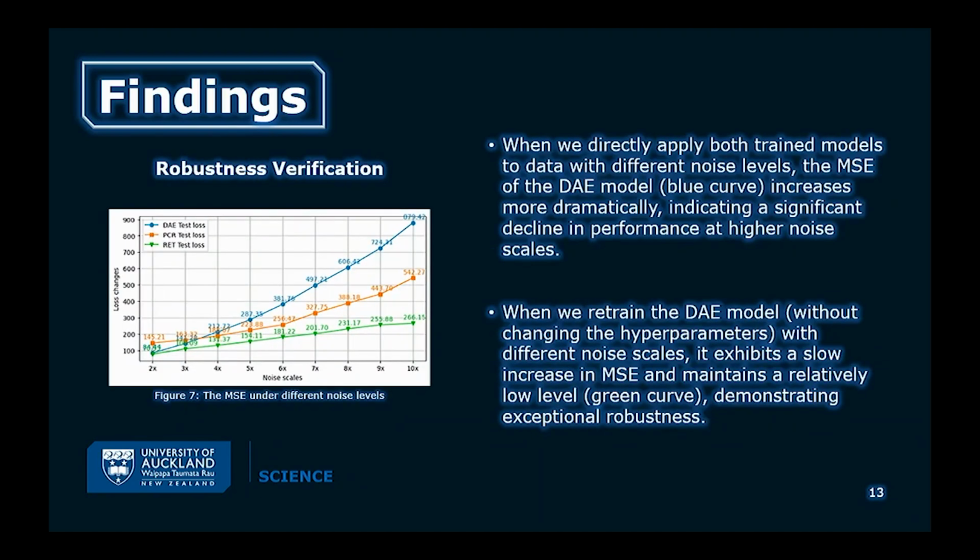About robustness verification, when we directly apply both trained models to data with different noise levels, the MSE of the DAE model, we can see the blue curve increase more dramatically, indicating a significant decline in performance at higher noise scales. But if we retrain the DAE model with different noise scales, it exhibits a slow increase in MSE and maintains a relatively low level, as shown in the green curves in the figure, demonstrating the exceptional robustness.